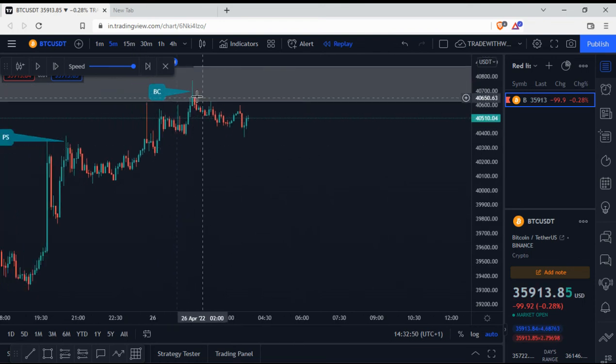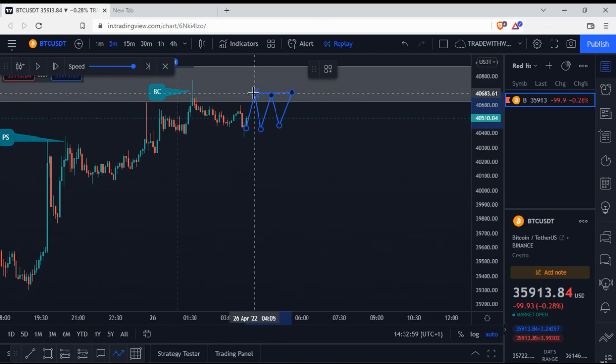So we're expecting that if the market comes to give me some moves like this at this buying climax, then it is going to create liquidity for me, which I'm going to use to enter the trade.